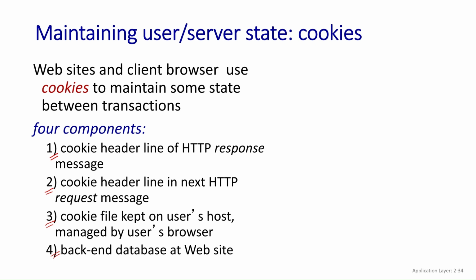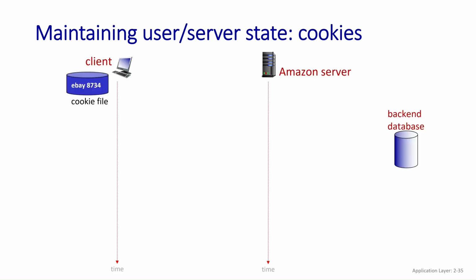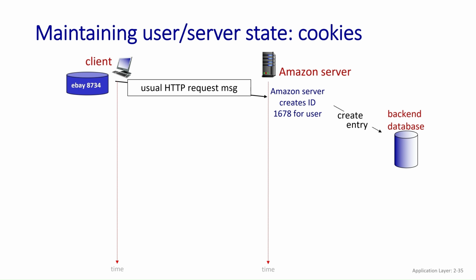So let's assume that we have an Amazon server, and then we have a client. The client wants to go to the Amazon server to browse some buying options. So the client will first of all send a usual HTTP request message, without any addition, without any header line to represent the cookies. So what the Amazon server does is it creates an ID for this user.